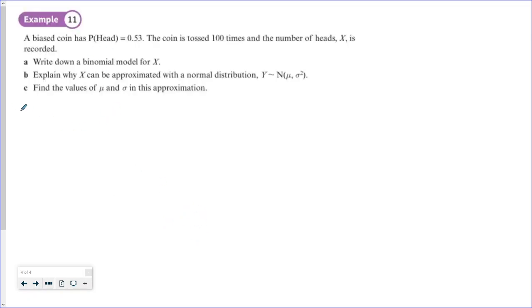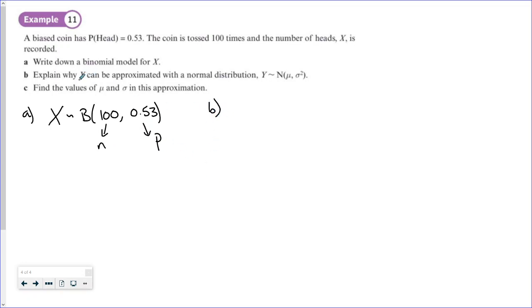So let's have a look at example 11. We're flipping a coin 100 times and we're told that the coin is slightly biased towards heads, so the probability of getting a heads is 0.53. Our random variable X counts the number of heads that we get when we do the trial 100 times. So X is binomially distributed, n is 100, and p is 0.53, the probability of a success, which is getting a heads in this case.